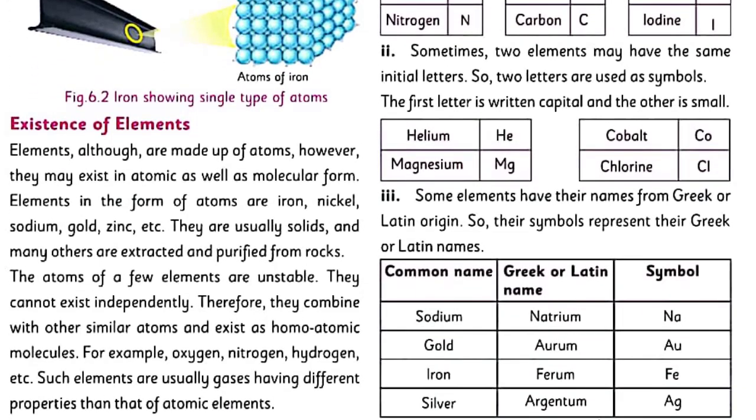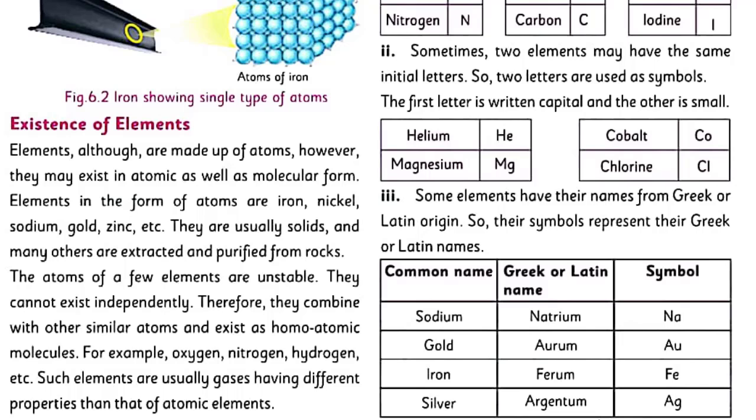Atoms of iron. Existence of elements. Elements, although made up of atoms, may exist in atomic as well as molecular form. Elements in the form of atoms are iron, nickel, sodium, gold, zinc, etc. They are usually solids, and many are extracted and purified from rocks.